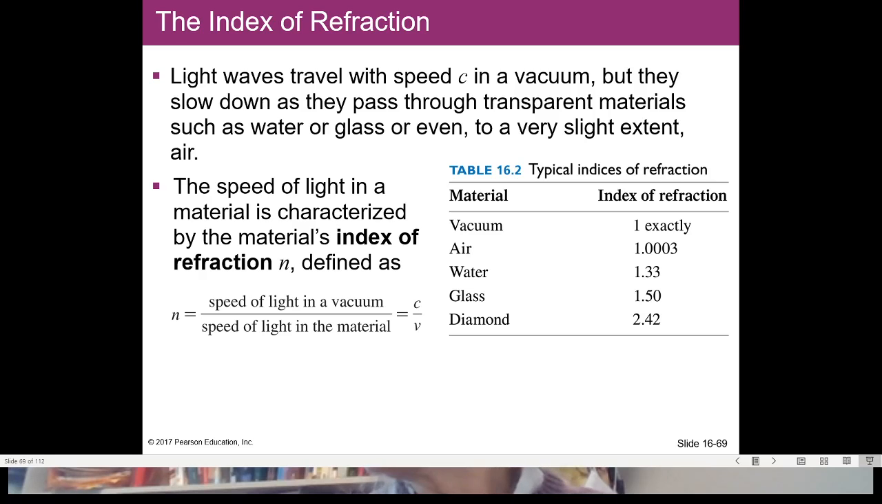Okay, let's talk a little bit about index of refraction. I said that all light travels at the speed of light in a vacuum, and that's true. In fact, it all travels at the speed of light in non-vacuum also, but on average, it travels slower in a material. Physically, what's happening is that it's getting absorbed and re-emitted, and absorbed and re-emitted.